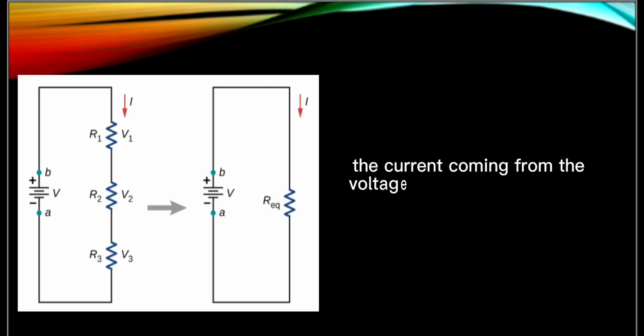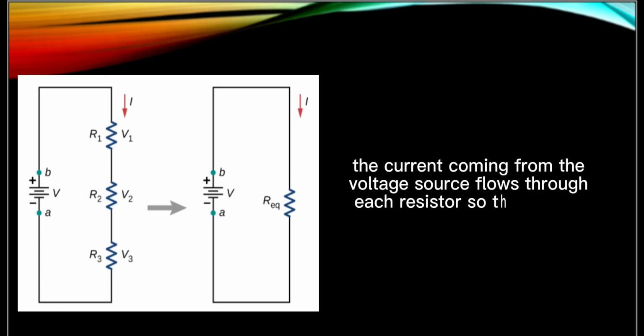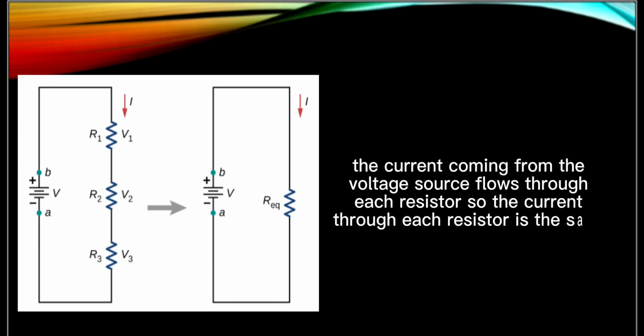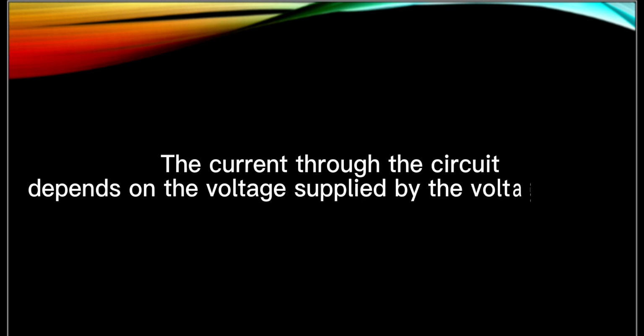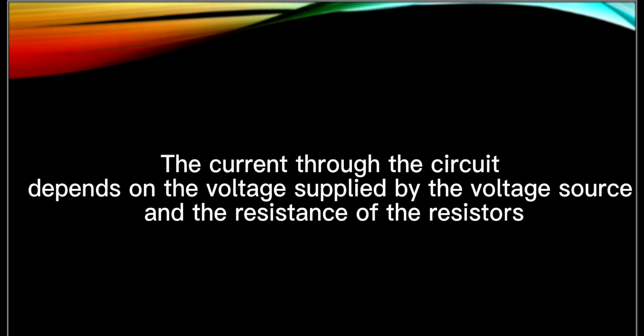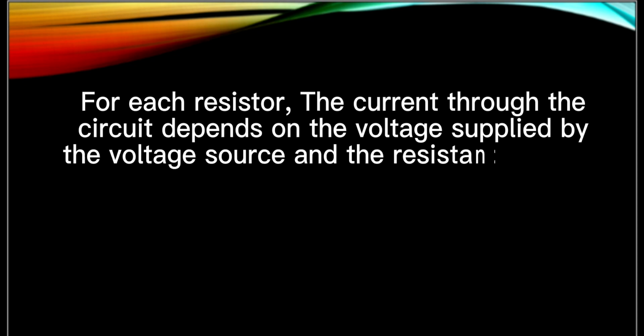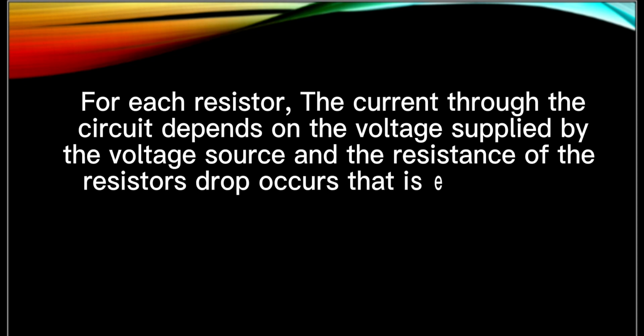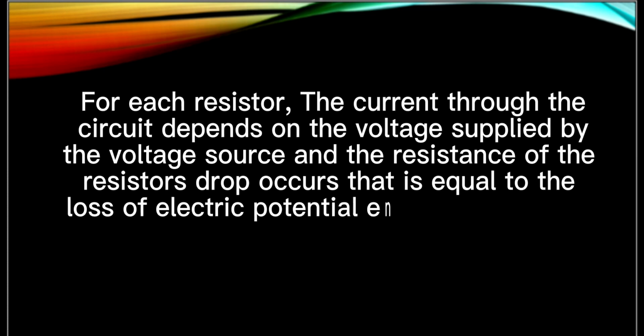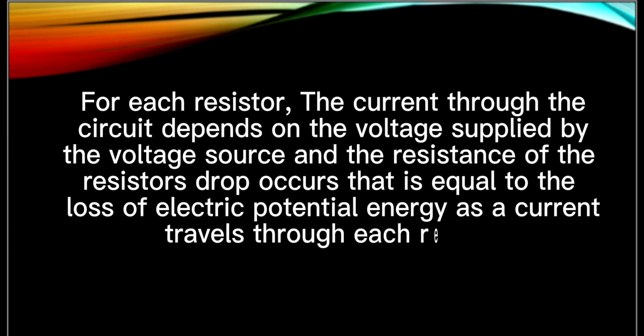The current coming from the voltage source flows through each resistor, so the current through each resistor is the same. The current through the circuit depends on the voltage supplied by the voltage source and the resistance of the resistors. For each resistor, a potential drop occurs that is equal to the loss of electric potential energy as the current travels through it.